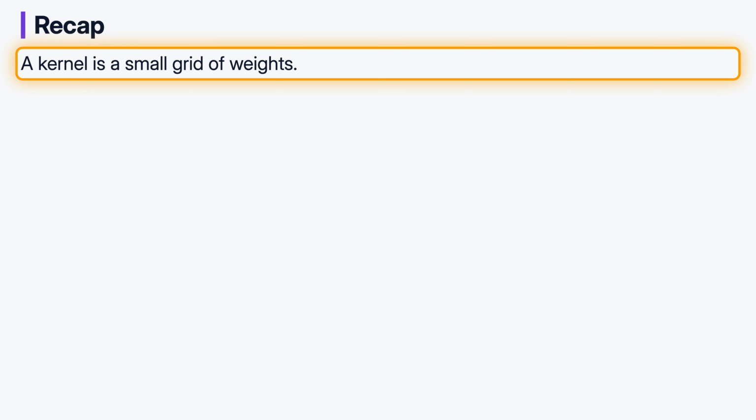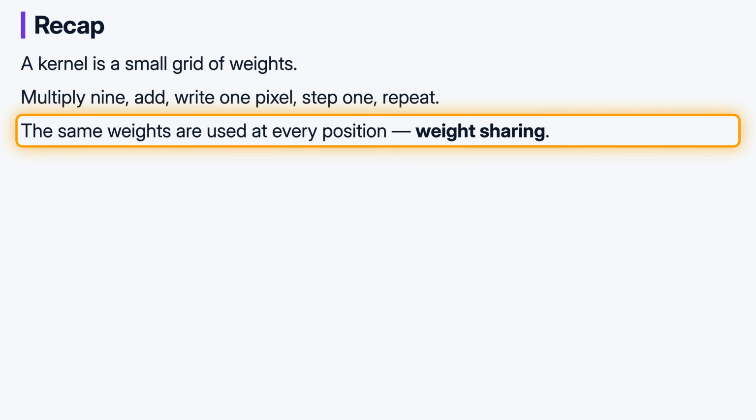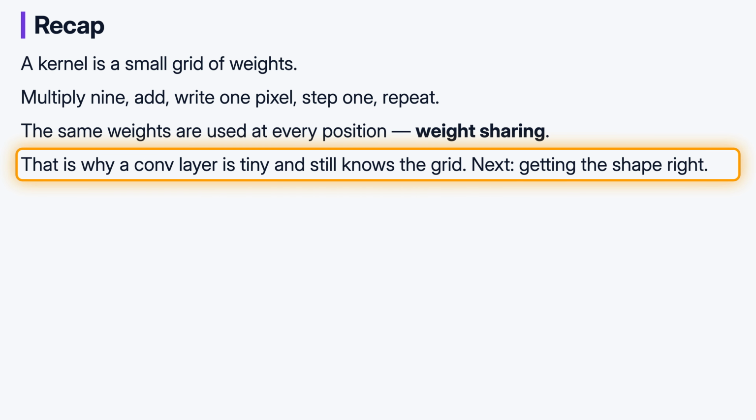Let's pull it together. A kernel is a small grid of weights. Multiply the 9, add them up, write 1 pixel, step over 1 and repeat. The same weights are used at every position. That is weight sharing. It is why a convolution layer stays tiny and still knows the grid. Next, we get the shape right.